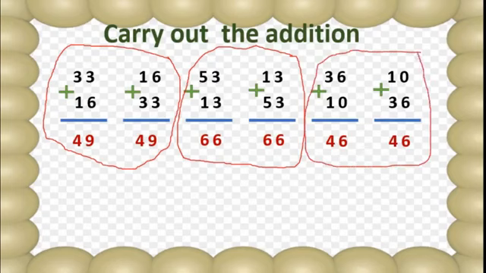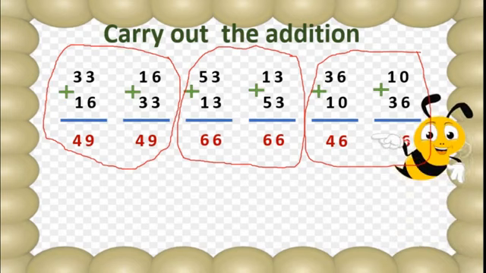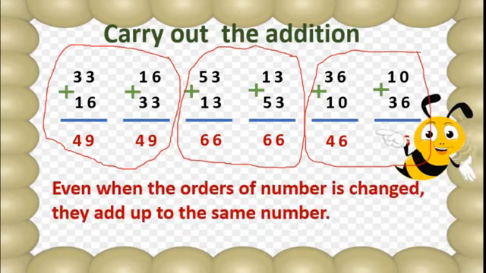But what about the answer? 49, 49. Here 66, 66. Again 46, 46. Means what we find out here? My dear friends, remember this. Even when the order of the numbers is changed, they add up to the same number.